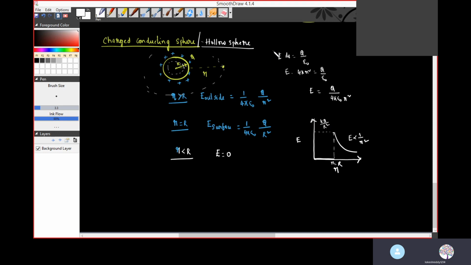You just have to take E dot ds is equal to q by epsilon naught. If you want, you consider a Gaussian surface there. Then E into 4 pi r square is equal to q by epsilon naught. So E is equal to q by 4 pi epsilon naught r square. So we need to draw the graph.